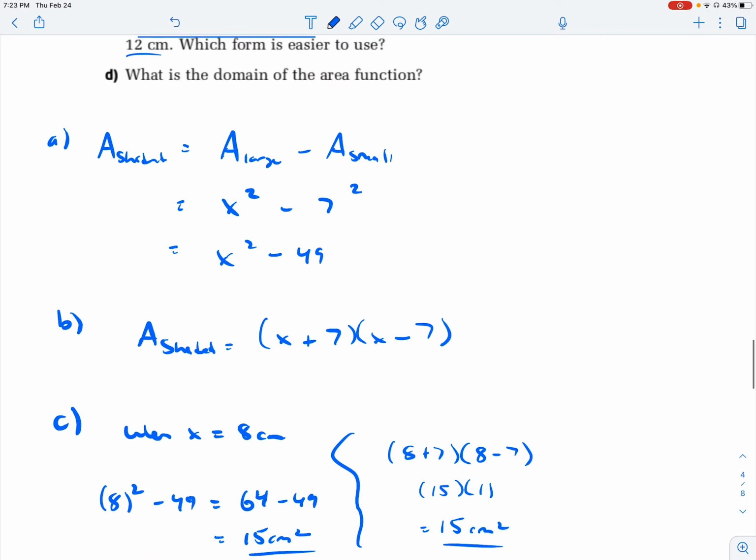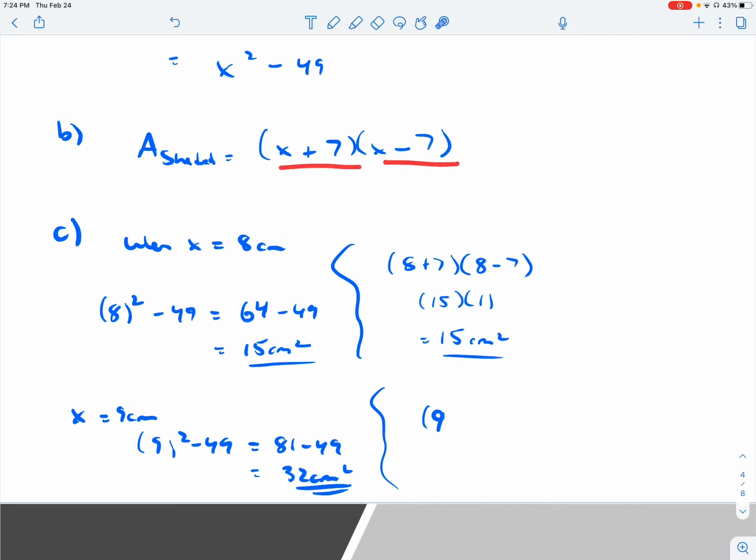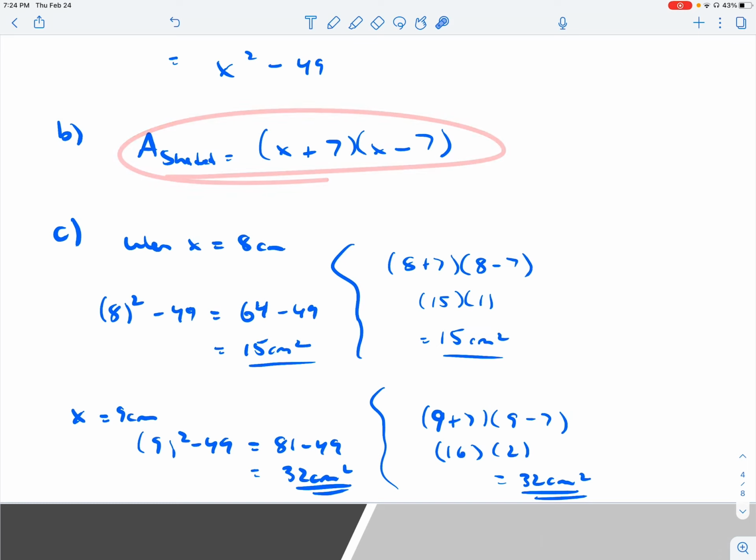Quick, easy math. Let's go with 9 centimeters next. So we'll have 9 squared minus 49. That's going to be 81 minus 49, which is going to be 32. And then using the other method, we're plugging 9 into x. So we have 9 plus 7 times 9 minus 7. So this is 16 times 2, 32 centimeters squared. So I feel like the factored form is definitely easier.